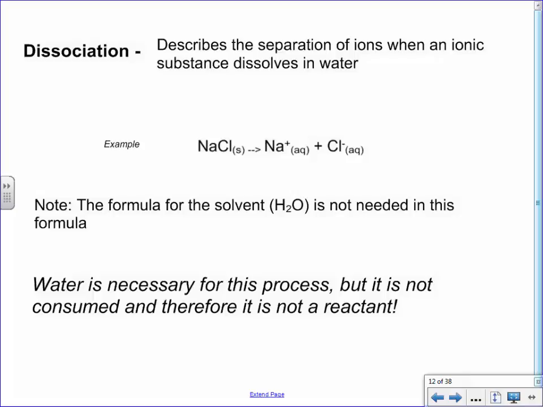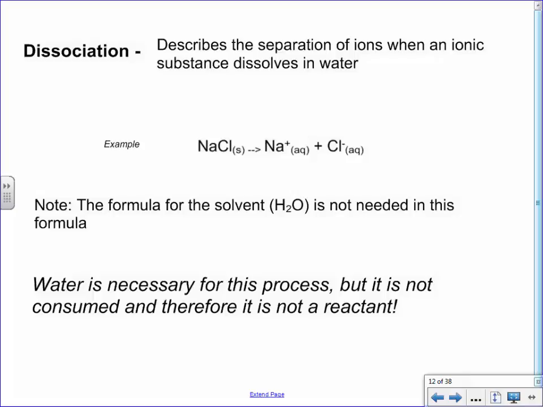Formation. Decomposition. Good. Hydrocarbon combustion? Single replacement, double replacement. So: formation, decomposition, single replacement, double replacement, and hydrocarbon combustion. Those are the 5 types of equations that you should have learned about so far. This is going to be the 6th equation we learn.